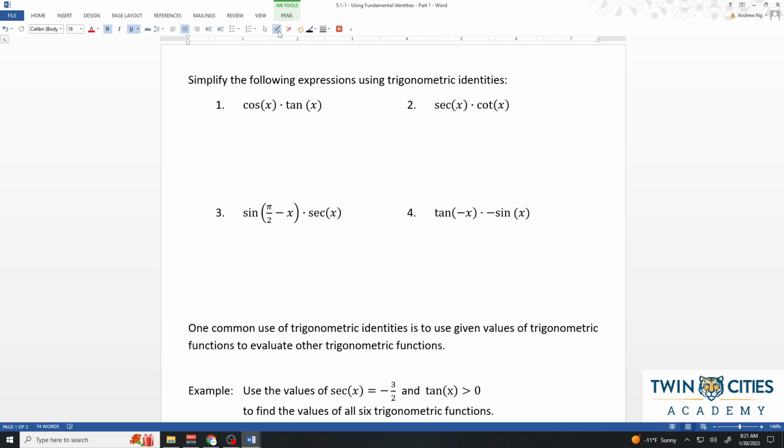Let's change tangent to sine over cosine. So this will now be cosine of x times tangent, which is the same as sine of x over cosine of x. Well, now, if I say that cosine of x here is cosine of x over 1, then I can see that these would divide out, leaving just sine of x.